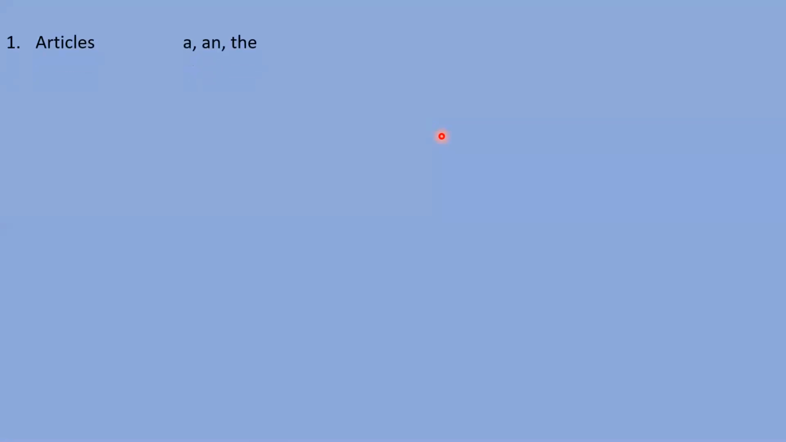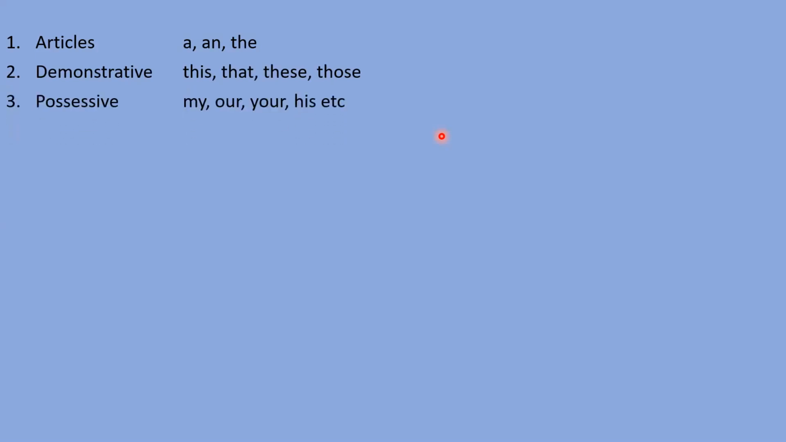So articles, we know that a, an, and the are the articles, right? Let's talk about the demonstrative. Demonstrative: this, that, these, and those. These words are called the demonstrative determiners. Next, possessive, like my, your, his, her. These are the possessive determiners.